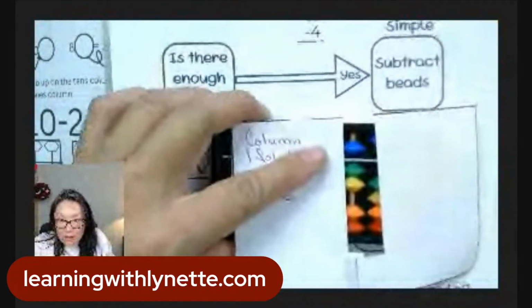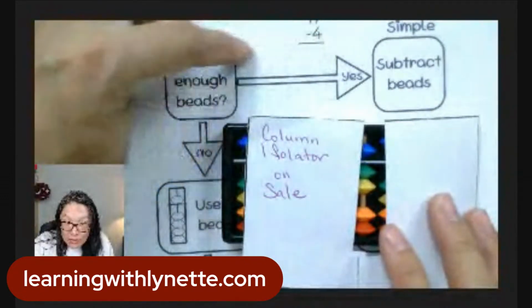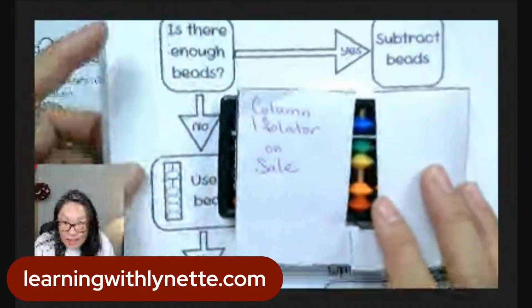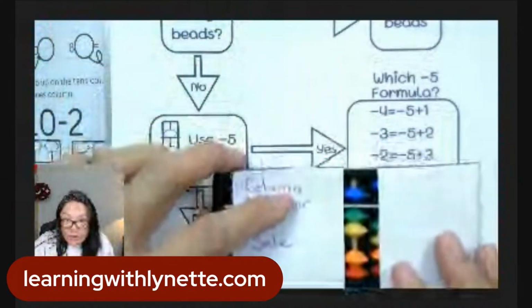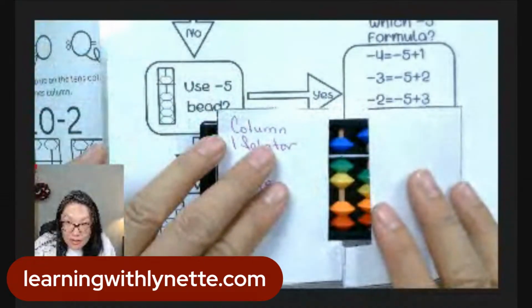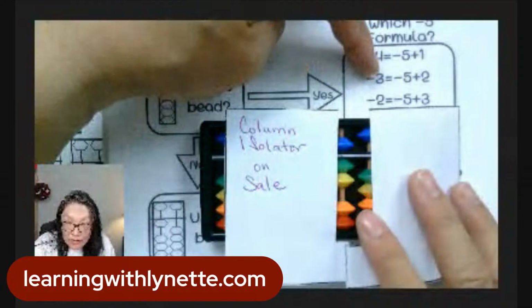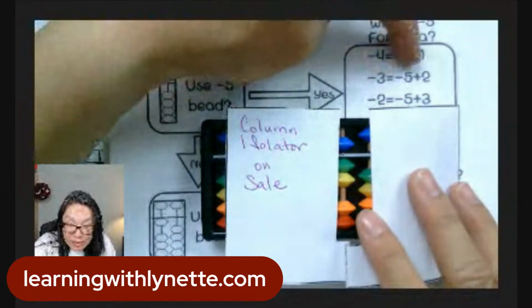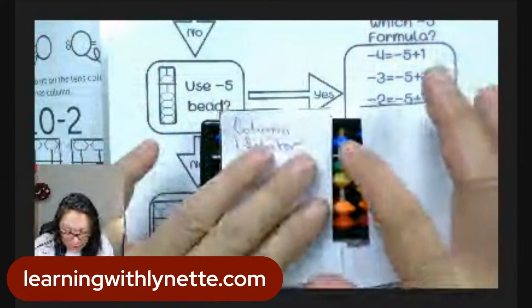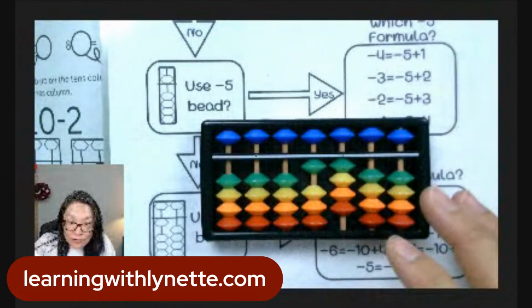If we take away the 3, can I do it? Yes or no? No, I cannot take away the 3. What do I do? Can I use the 5? Can I take away the 5? Yes, I can. Minus the 5 plus the 2. So I'm going to minus the 5 and I'll plus the 2. My final answer is 14.